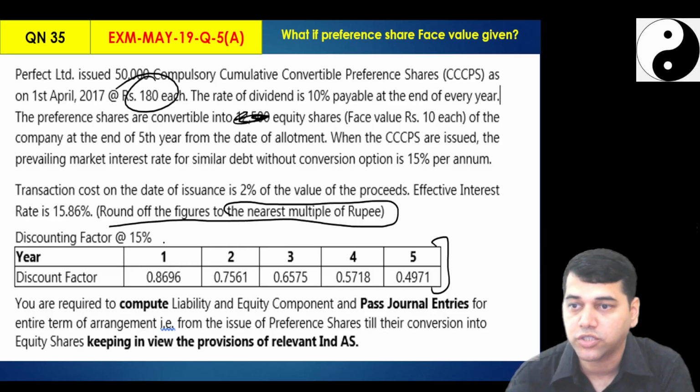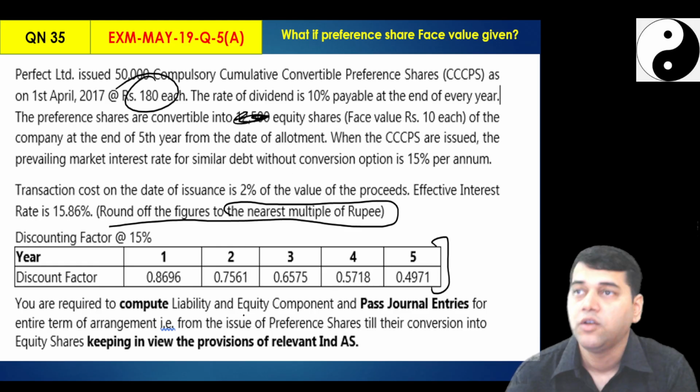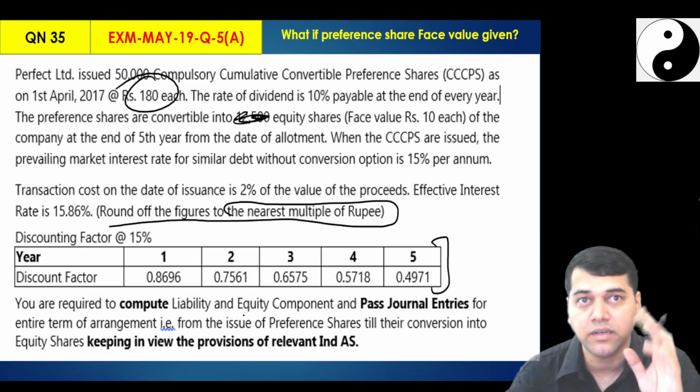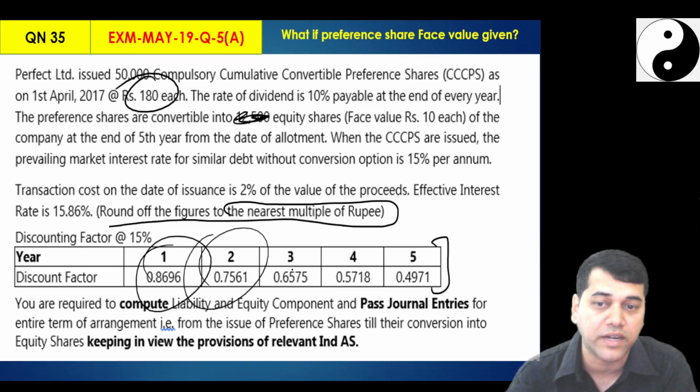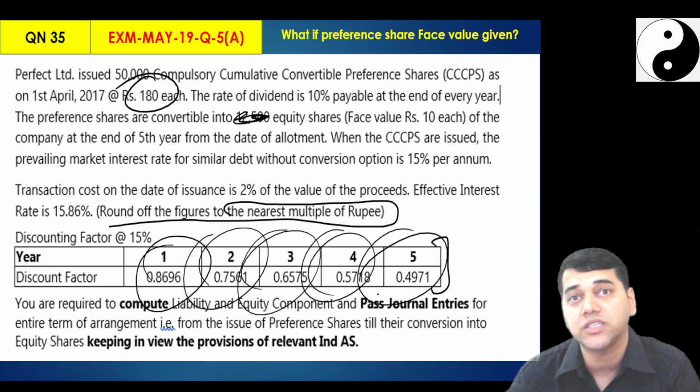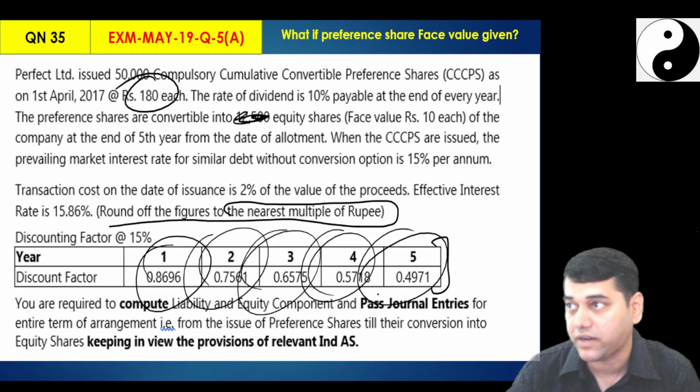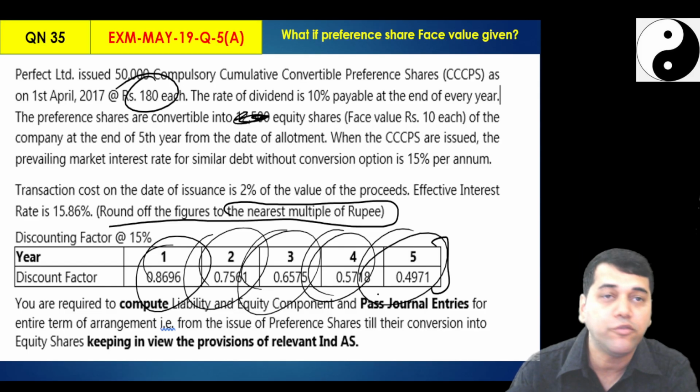Let us see the question. Round off figures to the nearest, discounting factor 15%. Okay. From now on, let us keep in mind. Let us observe what they have done. Whenever they have used the discount factor, is there any place where they have used the annuity factor? Or in all the places have they used this only?